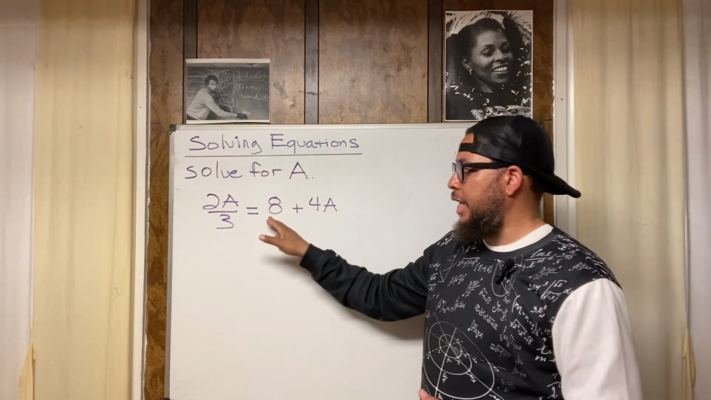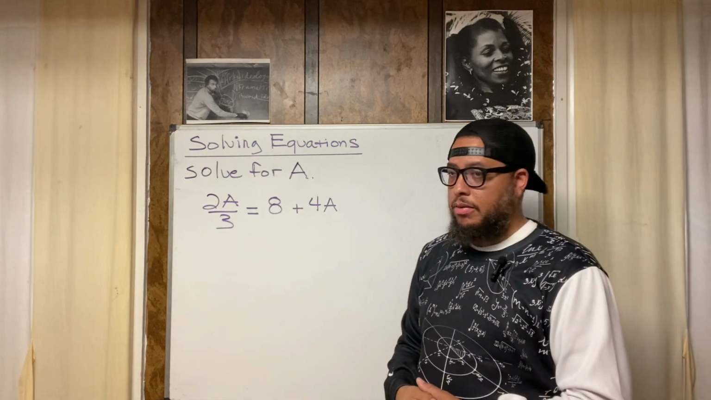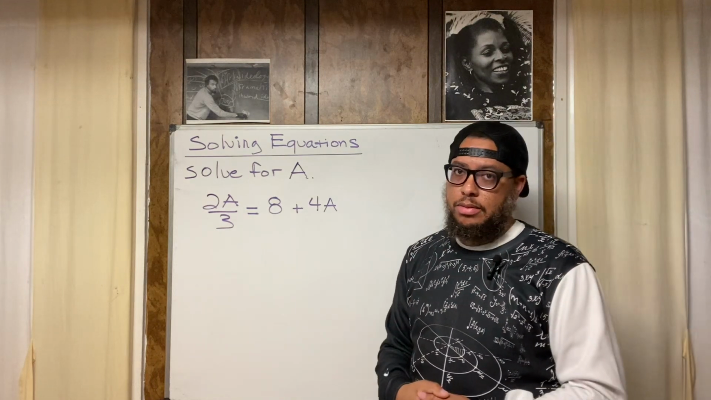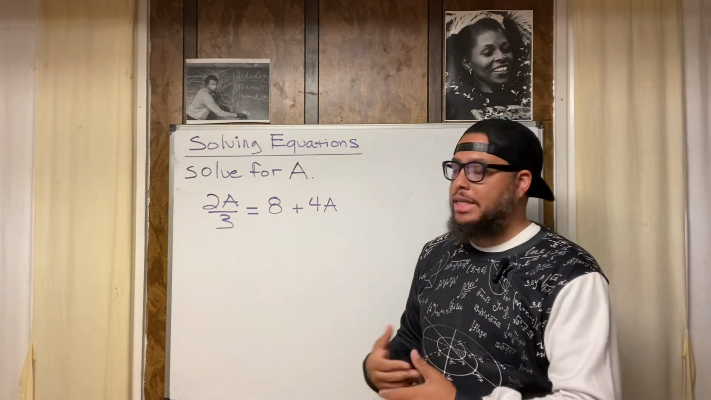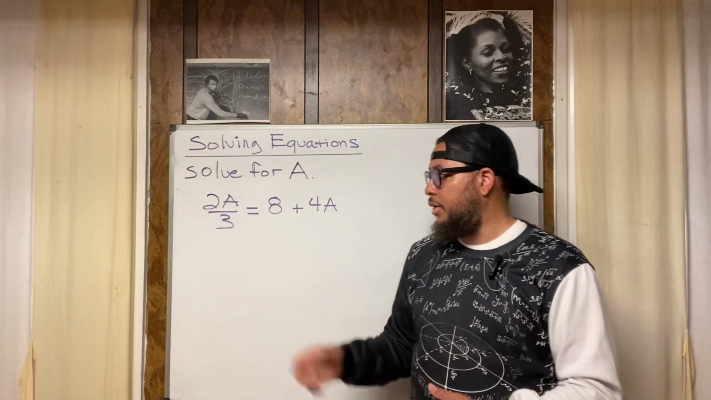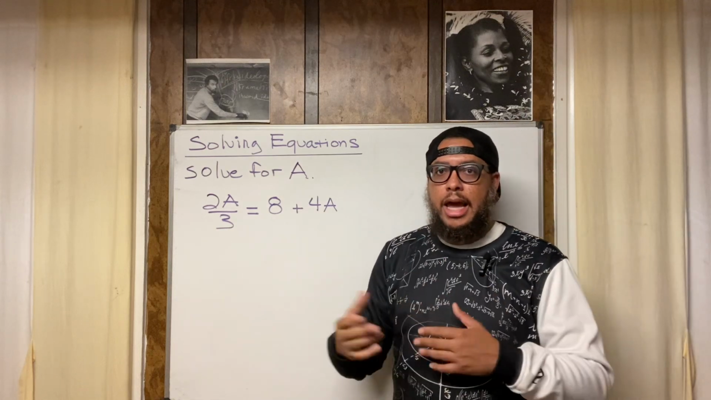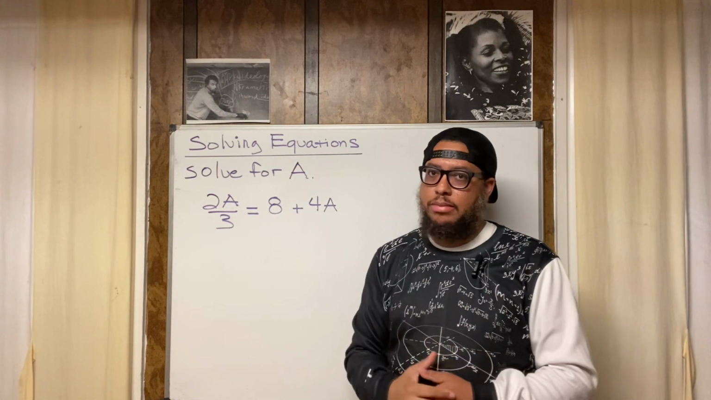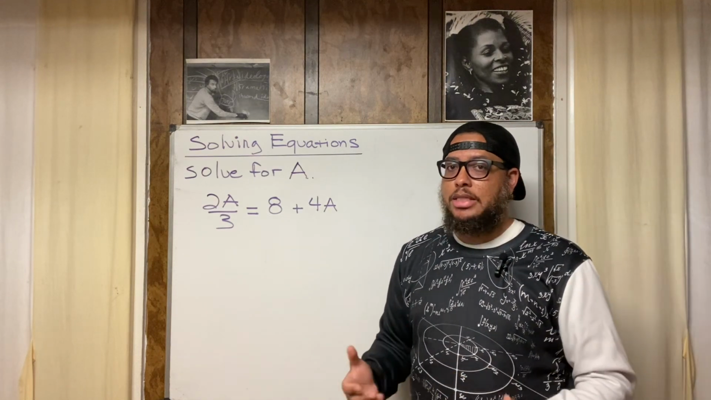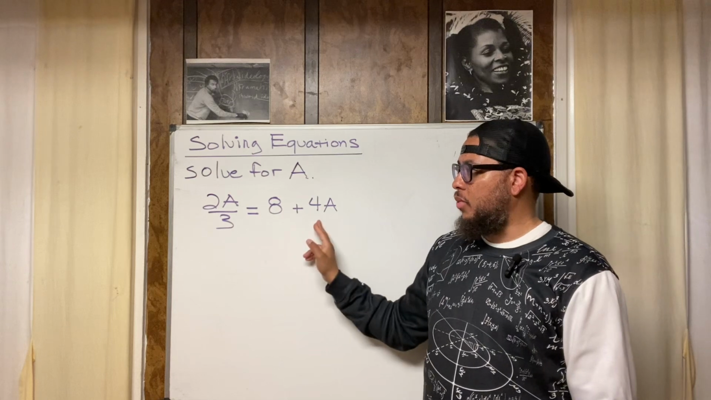In math, instead of saying 8 over 1, we just say 8. That's like slang basically. Instead of saying 4A over 1, we just say 4A. So that means there's an understood denominator of 1 that both of these have. So understand 8 is the same thing as 8 over 1, and 4A is the same thing as 4A over 1. Because of that, the denominators in this problem are 3, 1, and 1.